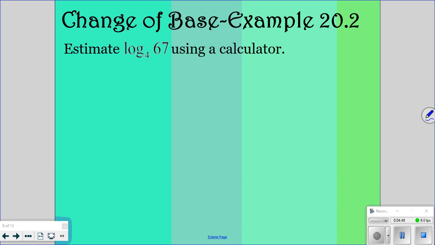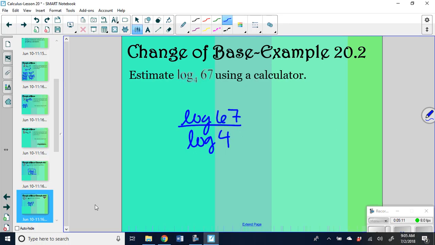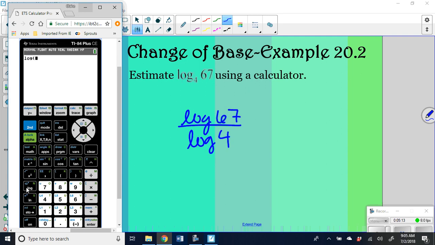Okay, looking at this one, we want to estimate it using a calculator. So again, we can't plug it in as it is right now because it's not a log base 10. So we change it by writing log of the argument, so log of 67, over log of the base, log of 4. And so if you use your graphing calculator, you're going to do log of 67. Make sure you close your parentheses on these. Otherwise, it's going to mess it up. And then divided by log of 4. And you should get 3.0330.